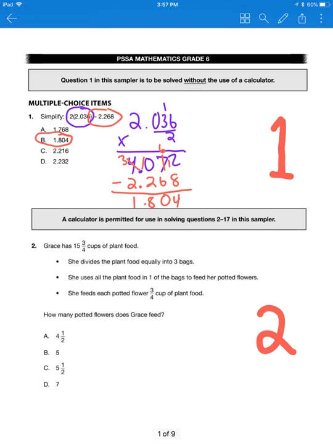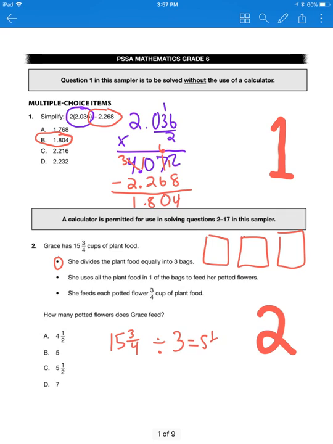So what I'm going to do is I'm going to read it, and I'm going to take each one of these things one at a time. So Grace has 15 3/4 cups of plant food. And in the first one, it says she divides the plant food equally into 3 bags. So I'm going to draw 3 bags right here. And to divide it equally into 3 bags, I need to divide it by 3. You are allowed to use a calculator for this part, remember. So when I typed in 15 3/4 divided by 3, I got 5 1/4. So remember, that means in each bag is 5 1/4.